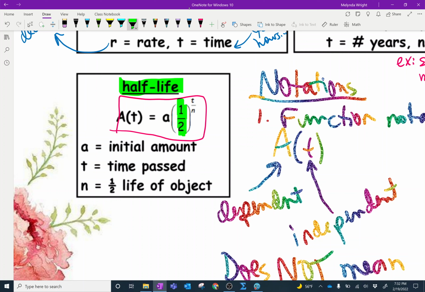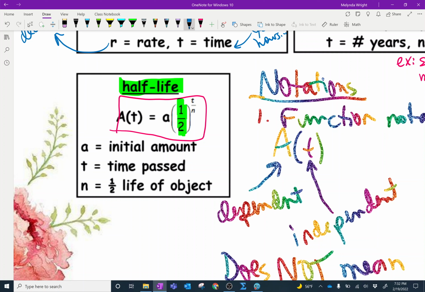A is the initial amount of whatever, an element or some compound or something that you have. T is the time that's passed. This could be any amount of time. It could be hours, years, days, it could be anything. And N is the half-life of the object.